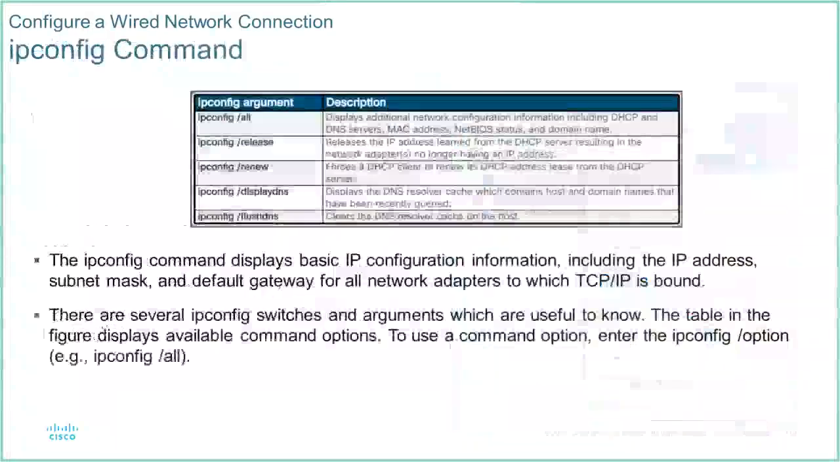Under the command line interface, we can get the same information using the ipconfig command, and we can use /all to get all of that information displayed to us, such as the IP address and mask and all that lovely stuff. Release, renew, display DNS, so any IP address resolutions that it has, names, flush it, remove it.